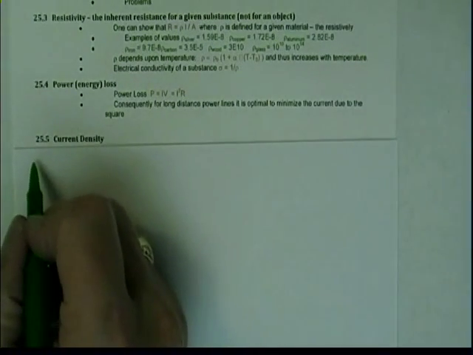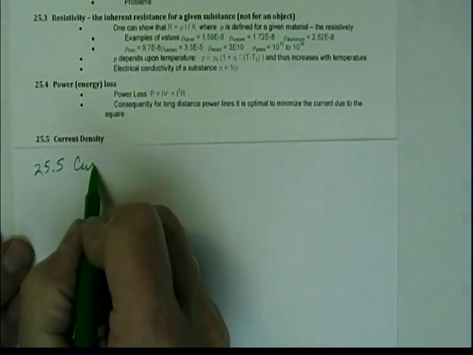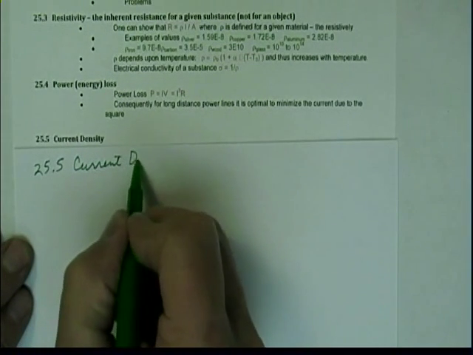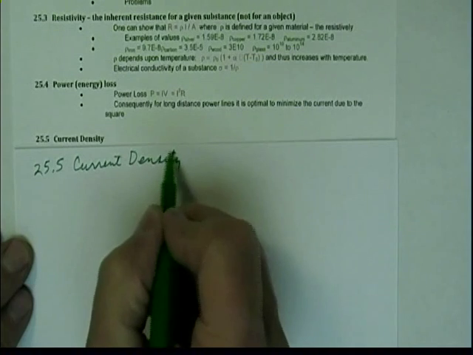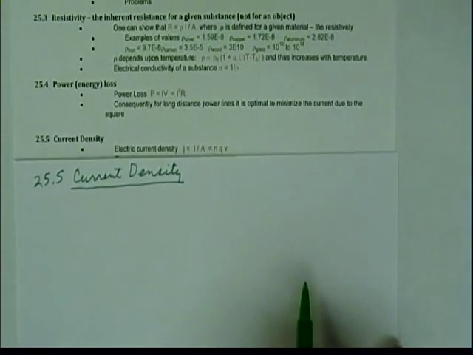The fifth and final module in the section on electric current is 25.5, and it relates to current density. Current density is a more sophisticated concept than just the concept of current. It's how dense the current is at a given point.